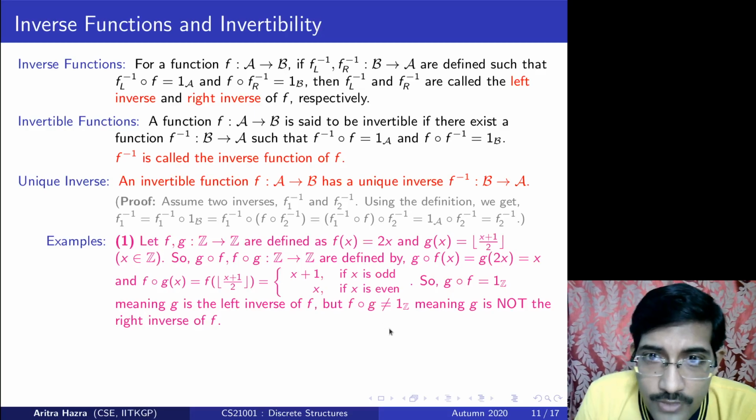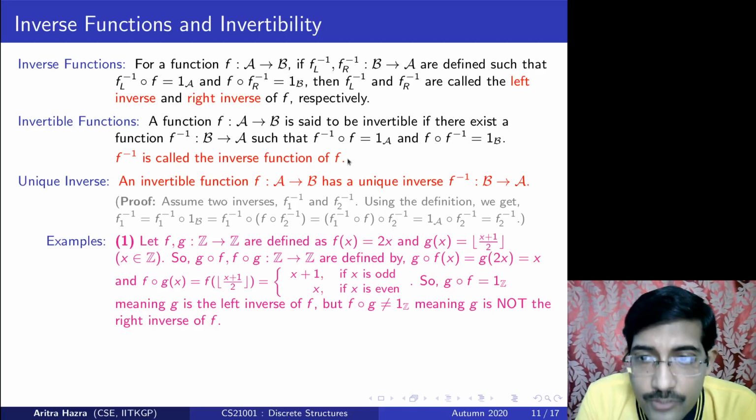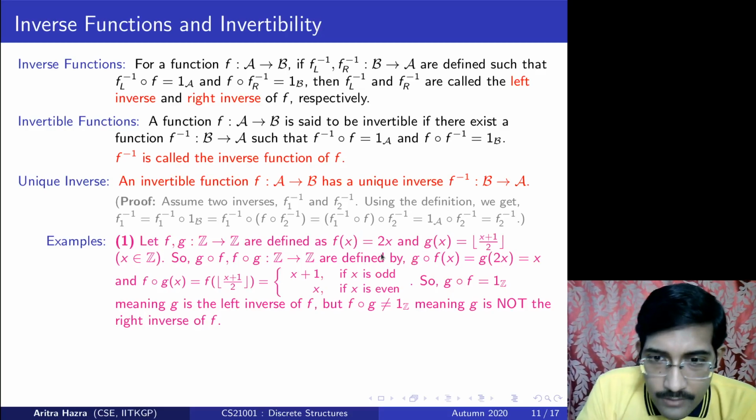So therefore, since I do not get g as left inverse producing identity and right inverse producing identity, I cannot say that g is the inverse of f. So g is the left inverse definitely, but not the right inverse.